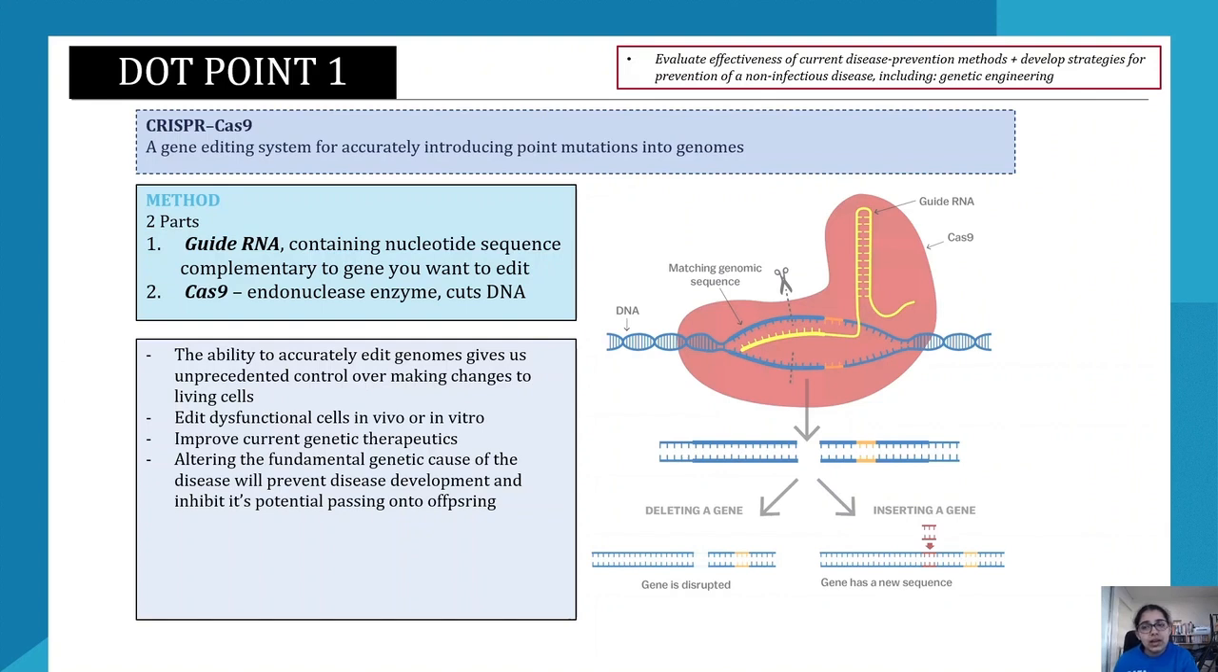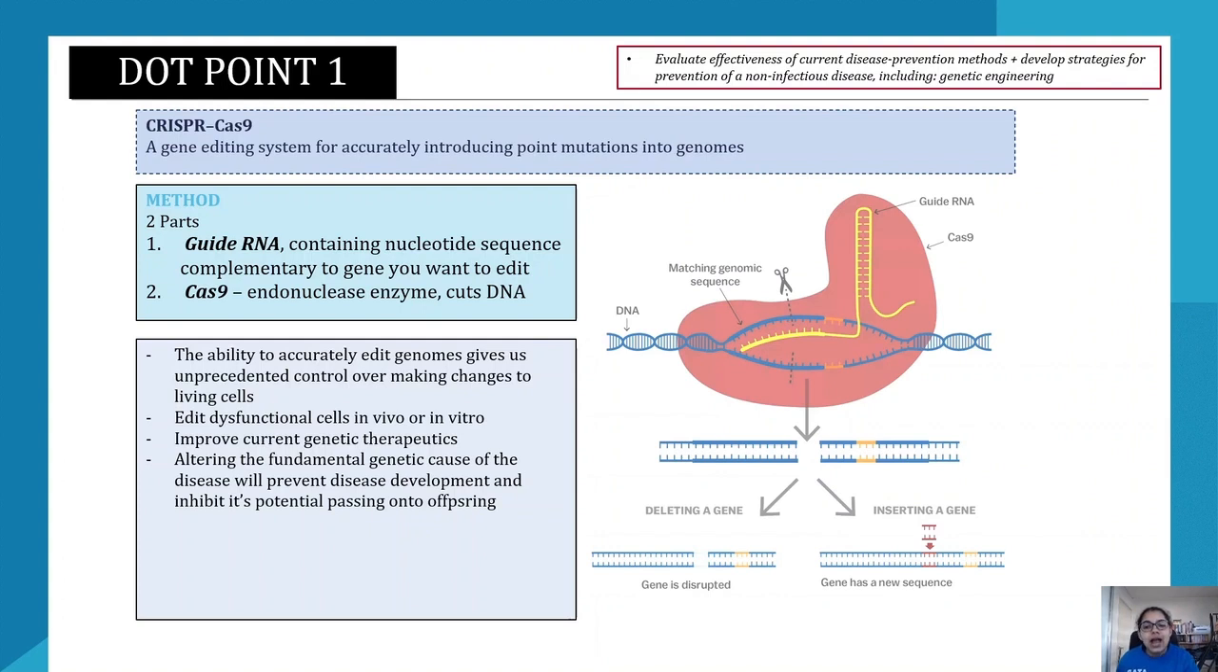CRISPR-Cas9 is something that again we've looked at in Module 6. There are two parts to it. There's a guide RNA, which includes the nucleotide sequence that is complementary to the gene we want to actually edit, and Cas9, which is an endonuclease that is actually going to cut the DNA. It's going to cut the DNA in the middle, or rather wherever we need it. It's not going to happen at the side.